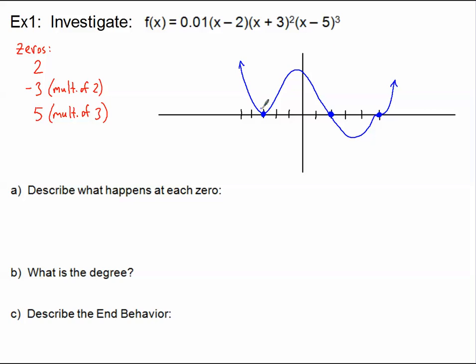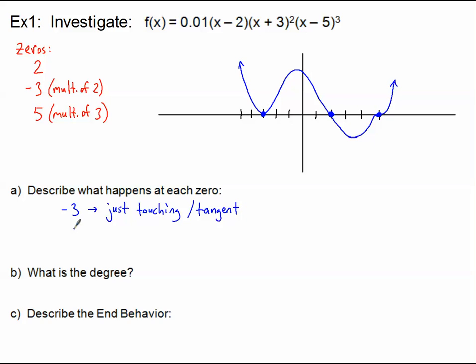What's important is how we interact with the x-axis. My first question is, describe what happens at each 0. I'm just going to go from left to right. At negative 3, we are just touching. You might say tangent. Some people might say bouncing off. It's the even multiplicity idea.